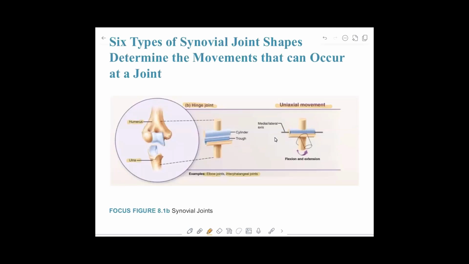And it's due to, again, the shapes of the articulating bones. So it looks like there's a cylinder that sits in a trough, and it allows for flexion and extension. So when that biceps brachii is going to flex, it's going to decrease the angle between the bones at the elbow joint. And when it extends with the triceps, it does just the opposite.